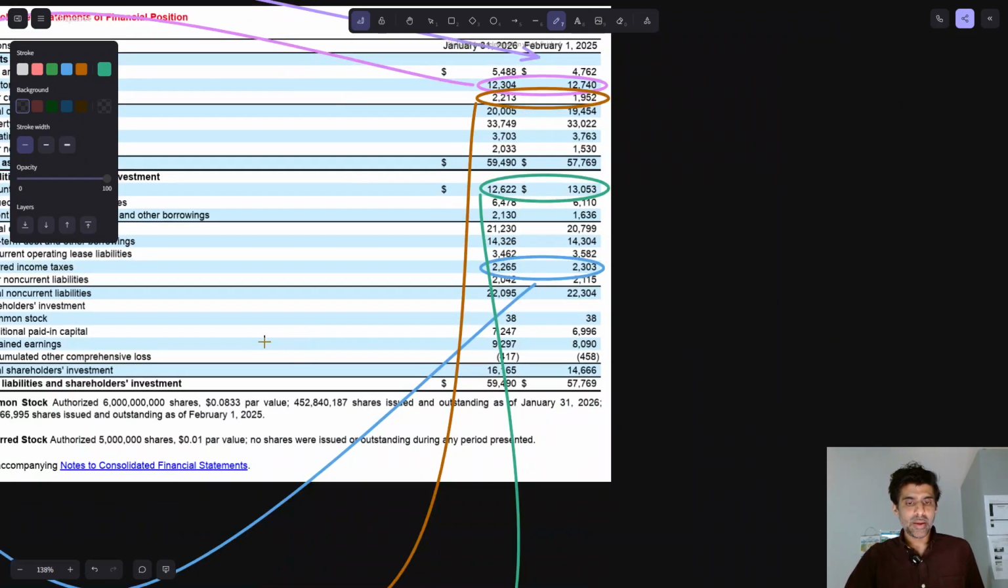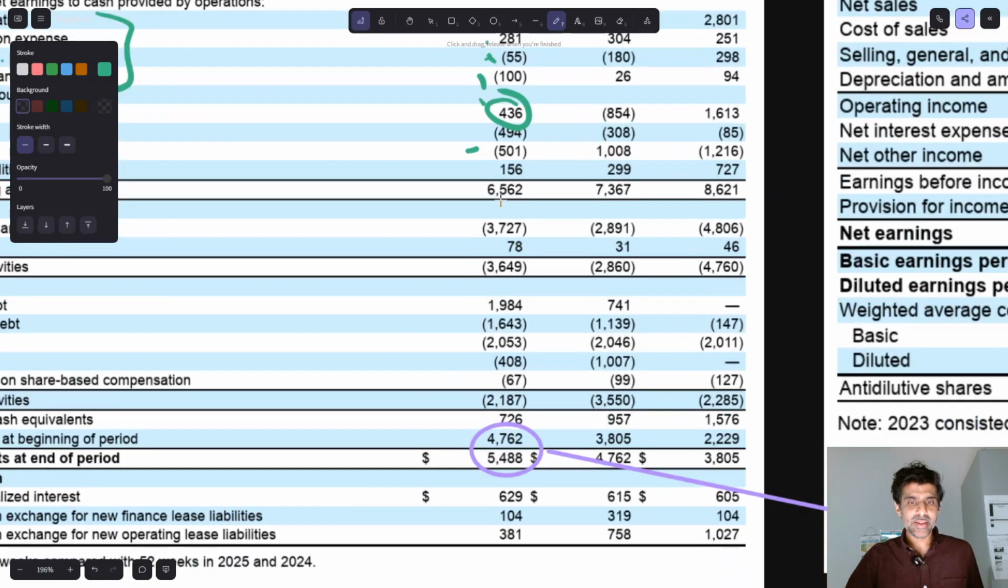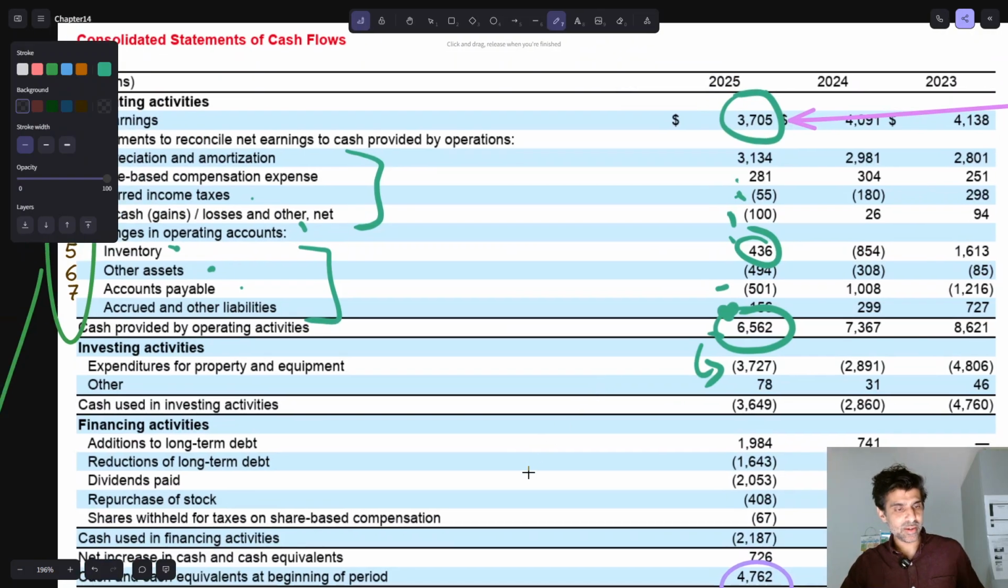Okay, so after all is said and done, you can see that starting from a net income of 3.7 billion, we're getting cash flow from operations that's significantly more. But this is the cash flow that they're going to have to spend on investing. So this is the investing section.